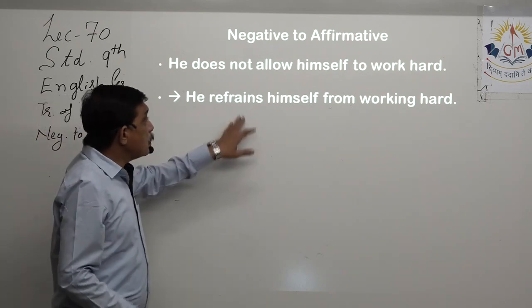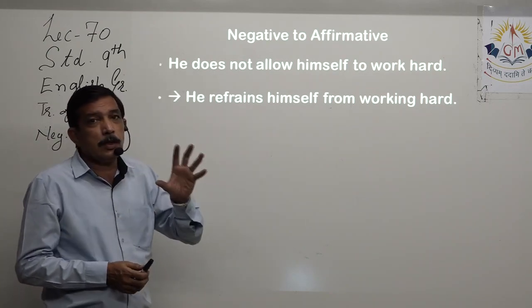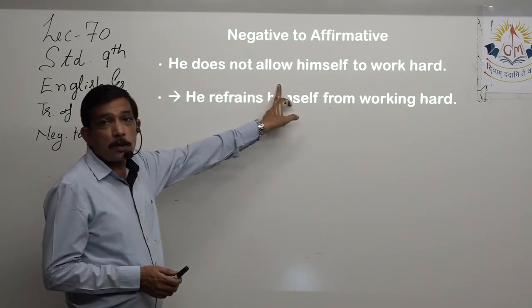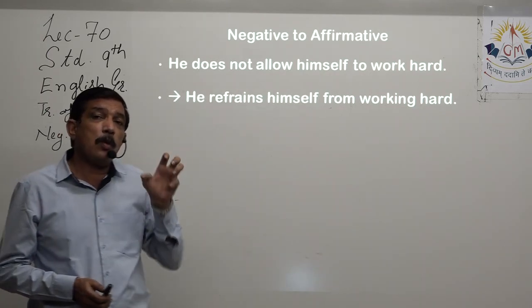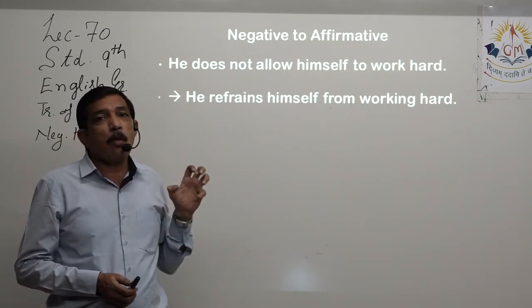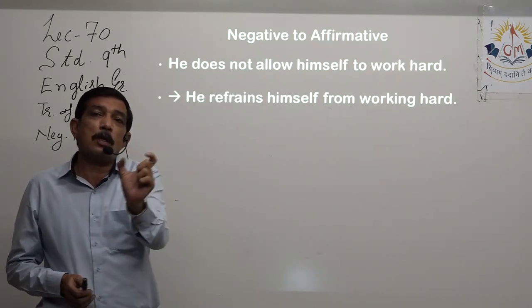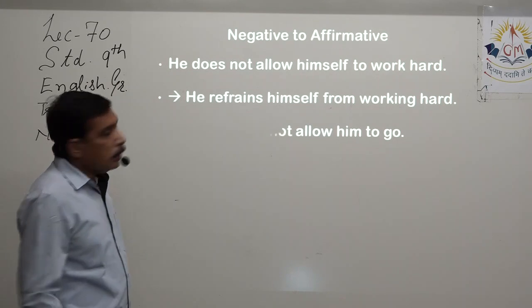This is not a special use of some special word. It is just telling you in one word what the negative wants to tell you. Does not allow himself, that means he is holding himself back. He has the capacity to do it, but he is holding himself back. That holding himself back has one word called refrain. Let us do another word.